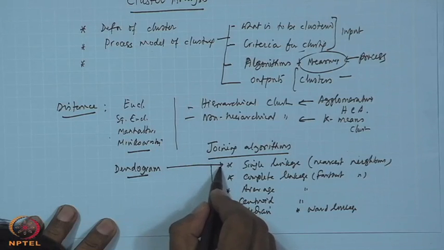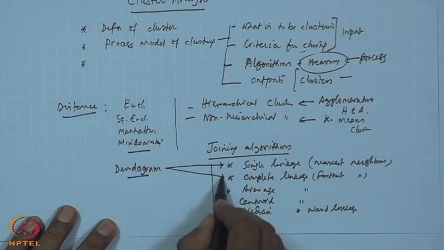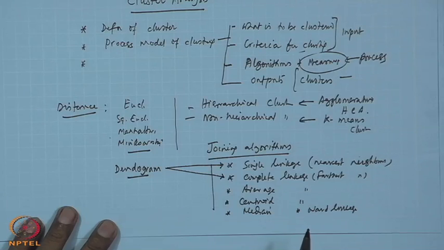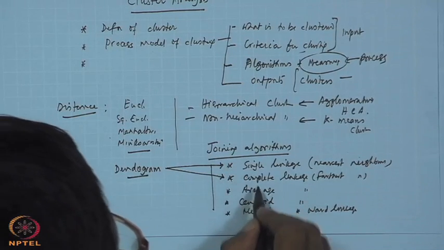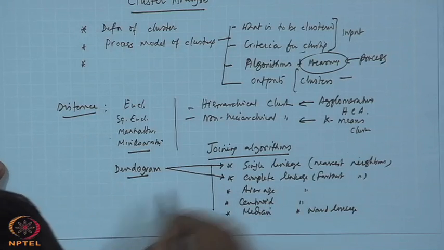Okay, and we also discussed something called dendrogram, particularly using single linkage and using complete linkage we have described. Okay, so now we will start with this single and complete, then we will go to average, centroid, all those linkages.